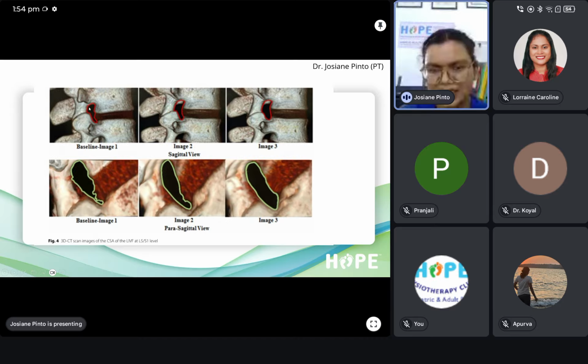These are the baseline images. Again, this is showing you the intervertebral foramen that we had seen in the first picture of anatomy. So here you can see the disc bulge. Here you can see a sharp outline, and here you can see it slightly more rounded and the space a little more increased, and the same here.